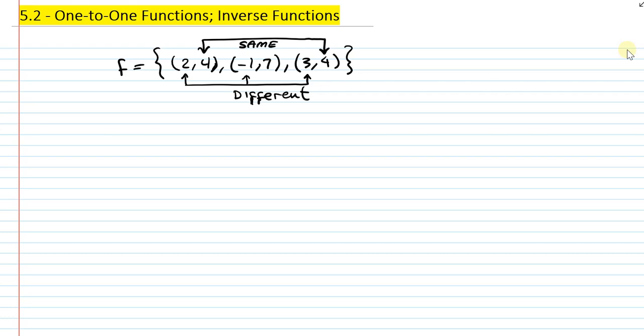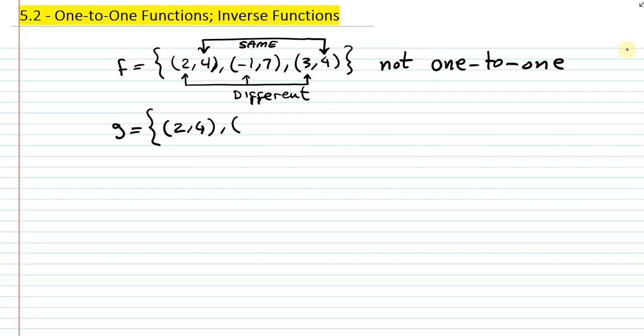However, if you look at the first and the last ordered pair, those two, the first numbers are different, but the second numbers are the same, namely 4 and 4. So this is a function that we say is not one-to-one. Therefore, if we add an additional restriction, so that now the function has different second components, then the function becomes a one-to-one function.